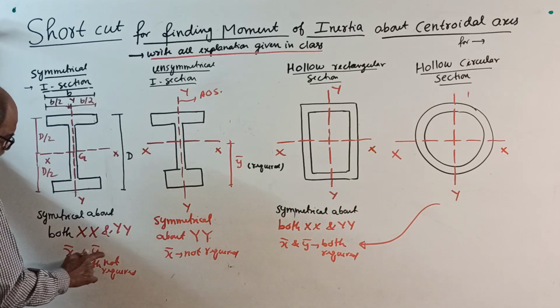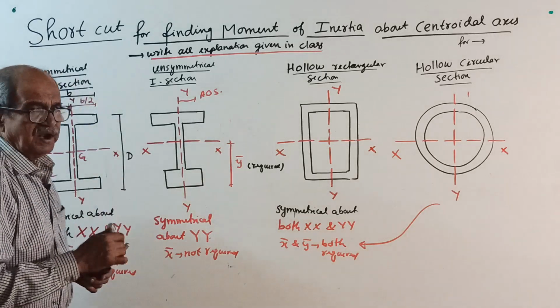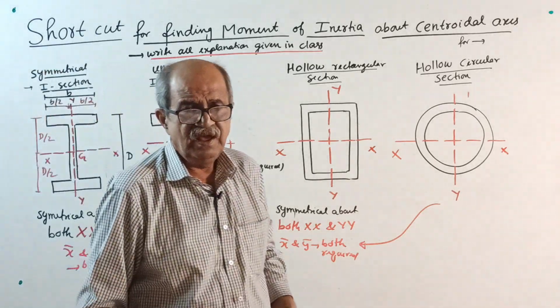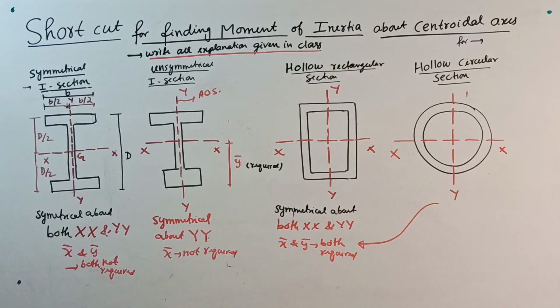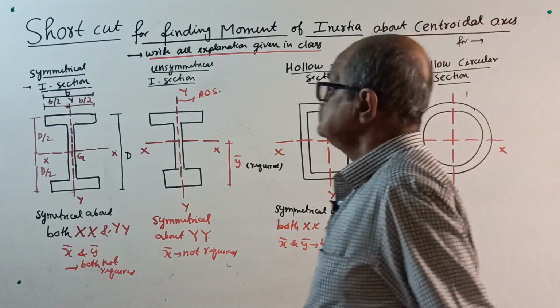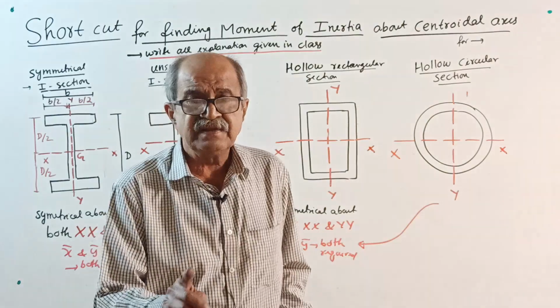So x bar and y bar both are not required. You don't have to bother about x bar calculation and y bar calculation, because when symmetry is there, directly you can locate both the axes. Write all those statements. Further, I will give later. This all you have to enter somewhere.